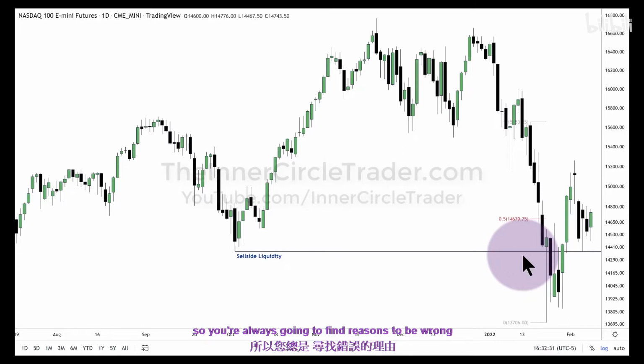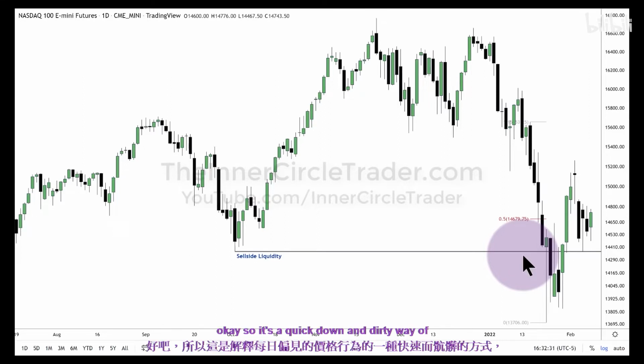So you're always going to find reasons to be wrong. Embrace imperfection. Embrace the idea that you don't have to know everything. You don't have to be right, okay? Being right is not equivalent to being profitable. Very important factor there. So with bias, in short, you're looking at your daily chart to get a read on where it's likely to go next. Where's the price going to draw? Is it going to draw higher to an old high? Is it going to draw down to an old low? And until it gets that high or low, you stay with that bias.